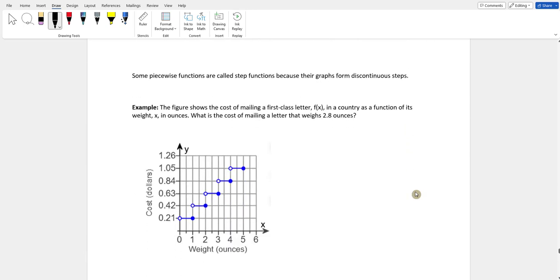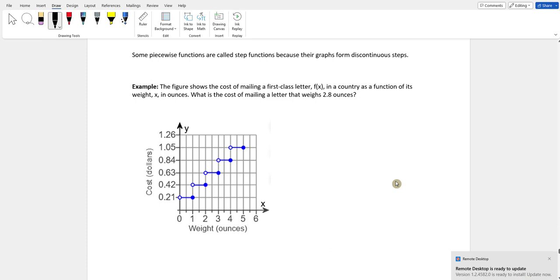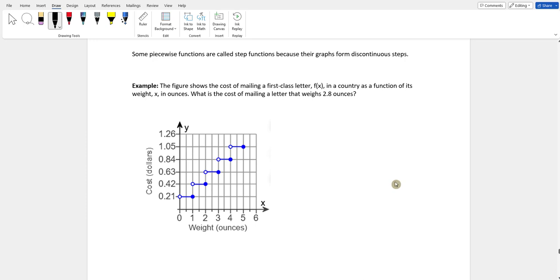Some piecewise functions are called step functions because their graphs form discontinuous steps. This figure shows the cost of mailing a first-class letter, f of x, in a country as a function of its weight, x, in ounces. What is the cost of mailing a letter that weighs 2.8 ounces? If you look at this, you have these open circles and your closed circles. You have the weight along the x-axis. For the cost of mailing a letter that weighs 2.8, we have the cost on the y-axis. So 2.8 is going to be close to 3.